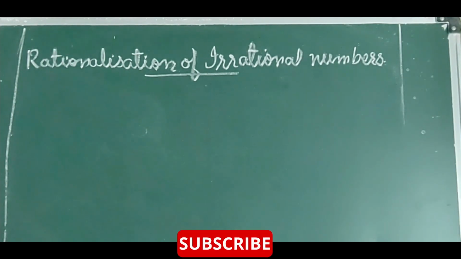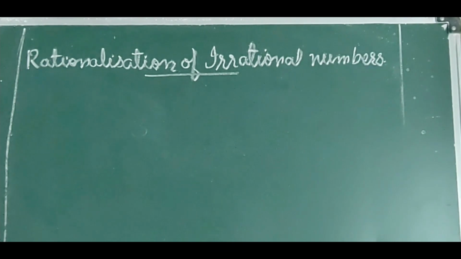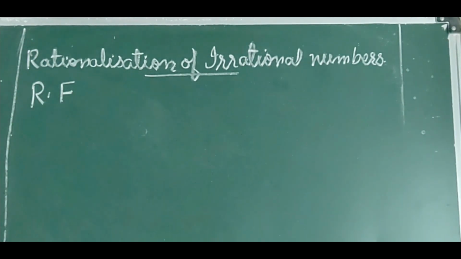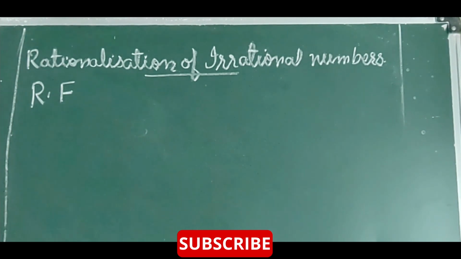Hello students, today we are going to learn rationalization of irrational numbers. What is rationalization? The process of converting an irrational number to a rational number by multiplying it with another number is called rationalization. The number with which the given number is multiplied is known as the rationalizing factor, and it is denoted as RF. Let us consider an example.